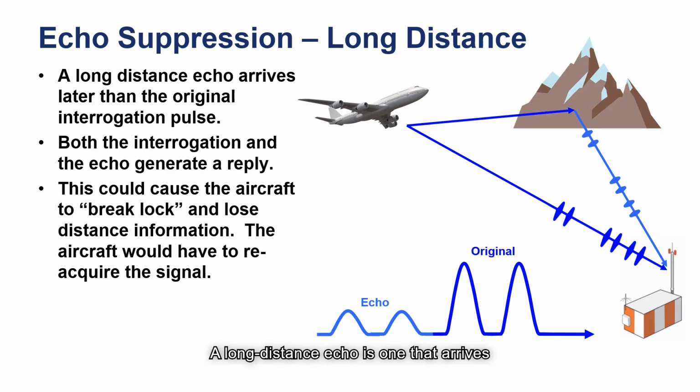A long-distance echo is one that arrives much later than the original pulse. Both the interrogation and the echo could generate a reply, and this could cause the aircraft to break lock and lose distance information. So again, the receiver is able to recognize the long-distance type echo and suppress it.